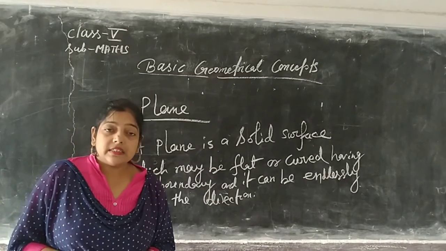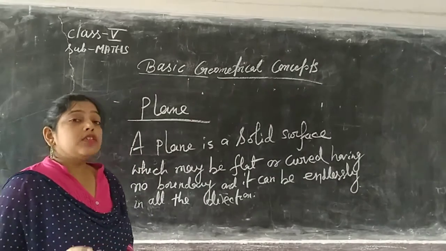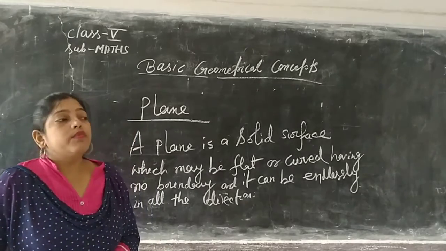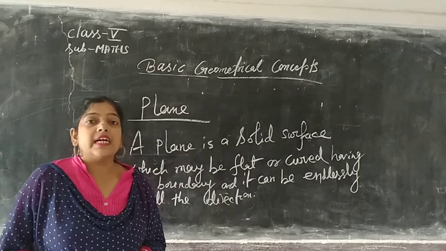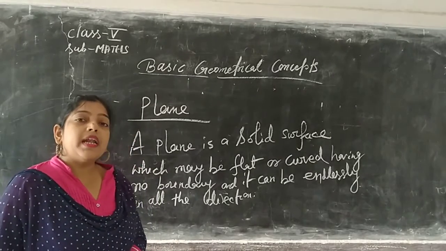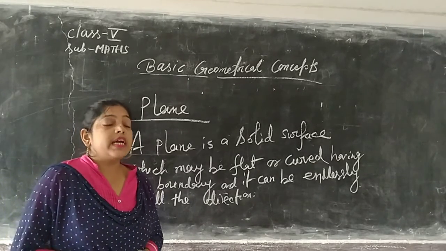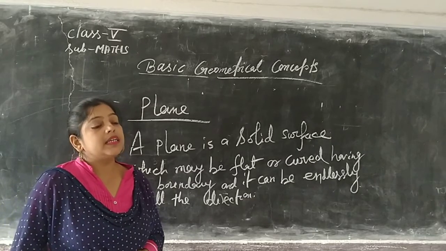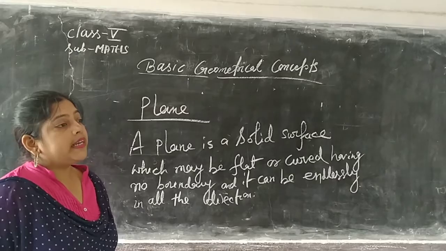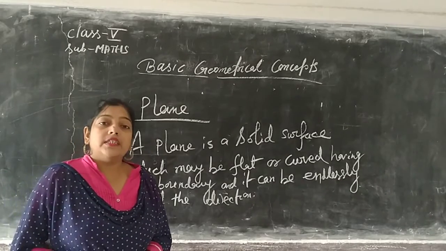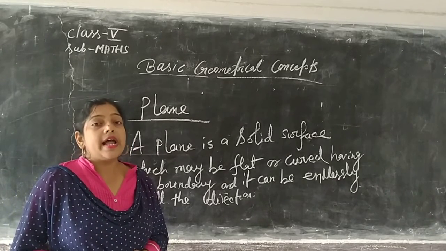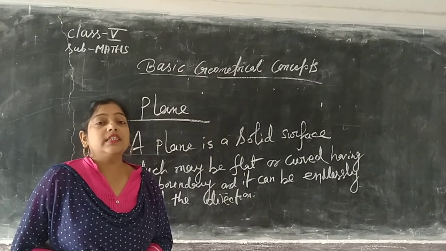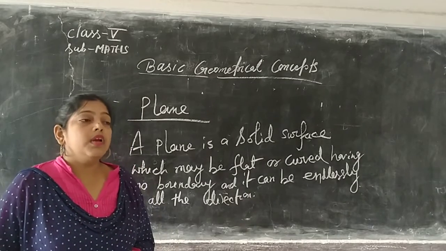And the next is about the kinds of line. Parallel lines. So what are parallel lines? When two lines never intersect at any point, that is called parallel lines. Just about the examples, the railway track is an example of parallel lines. Next is the perpendicular line. When two lines cross each other at a point and make an angle of 90 degrees, that is called perpendicular lines.